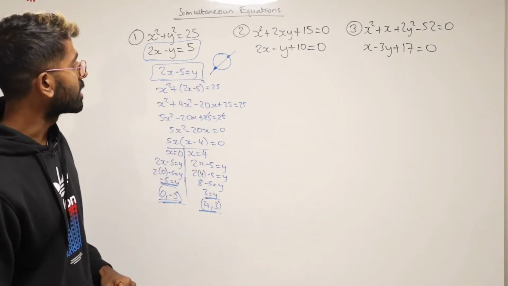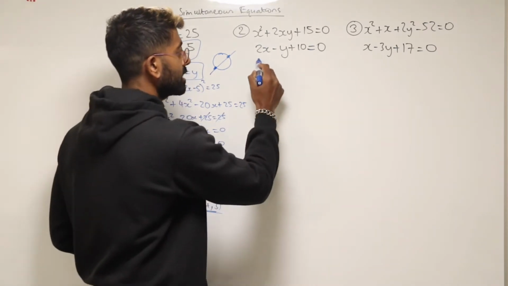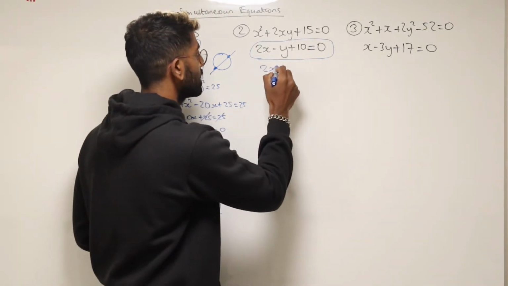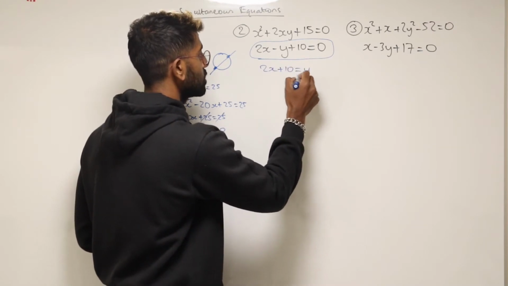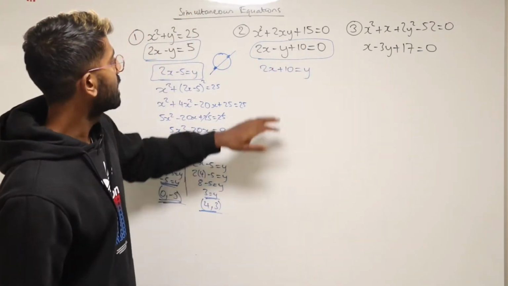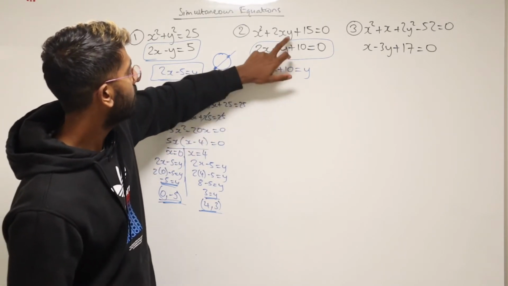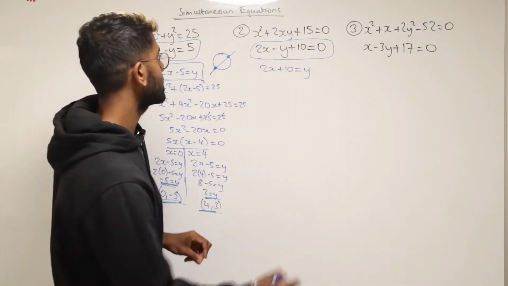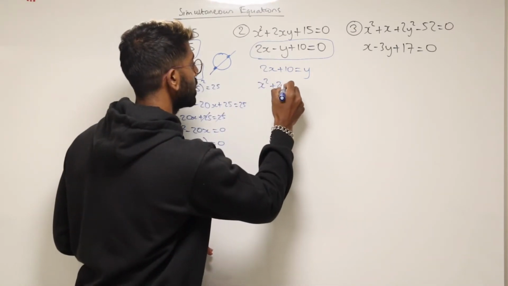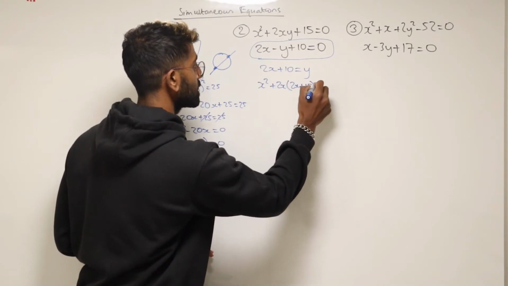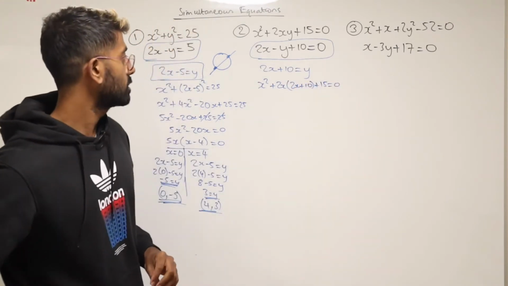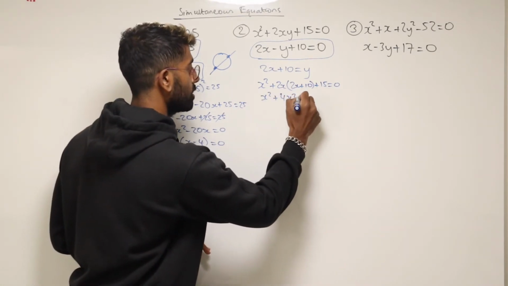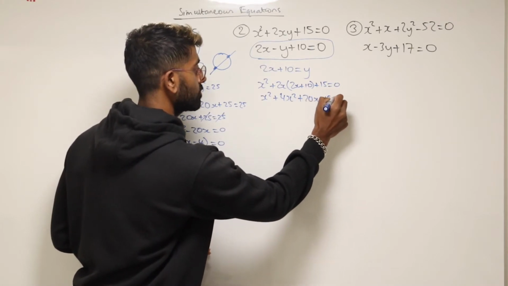Now, let's do the same with the next one. I think we can rearrange the second equation again and get this in the form y equals. So we can say 2x plus 10 is equal to y if I take that over to that side. And now that means if 2x plus 10 is y, I see y here in my first equation, I can substitute that with 2x plus 10. So I'll have x squared plus 2x, open brackets, 2x plus 10, plus 15 is 0. And then x squared plus, that's going to be 4x squared plus 20x plus 15 is 0.